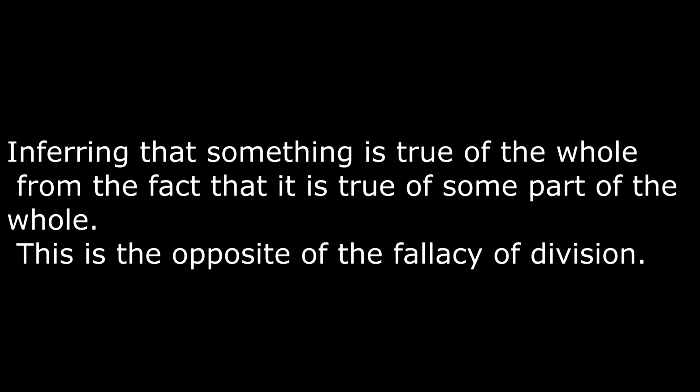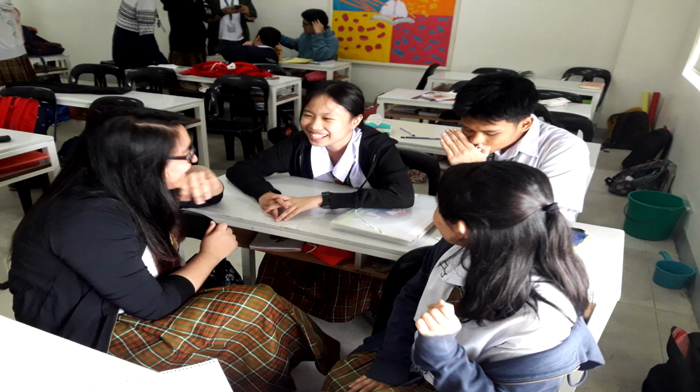Number 8. Fallacy of composition is inferring that something is true of the whole from the fact that it is true of some part of the whole. This is the opposite of the fallacy of division. And once again, in a nutshell, we will base this on the Filipino saying. In this photo, Sky and Francine are talking aloud, but Thea and Mar are busy doing their performance tasks. Since Angelo caught the two chatting, he decides to punish them all.